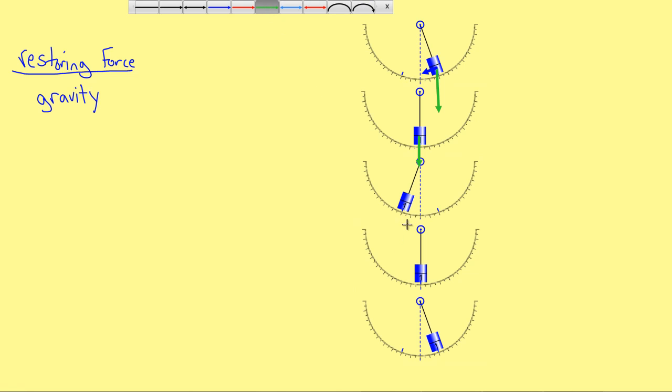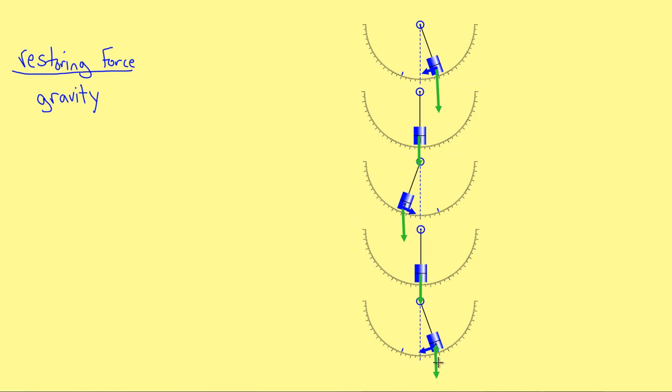If I look at the next one, gravity points straight down, and the restoring force is in that direction right there. And once again, gravity points straight down. There is no restoring force because there's no component of gravity in the direction of motion. In this case, the restoring force is going to be down in that direction again, and the force of gravity is going to be down.